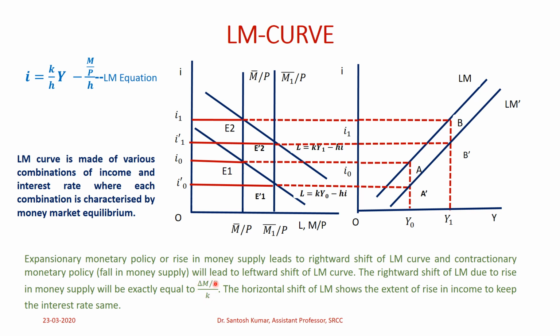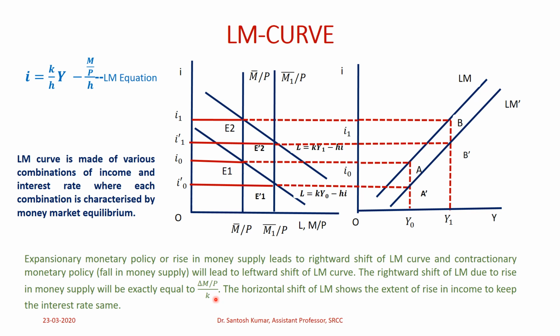If delta M by P is higher, then the LM curve will shift more to the right hand side. If delta M by P is lower, then the LM curve would shift less to the right hand side, right? Similarly, if delta M by P is negative, that means money supply falls, then the LM curve would shift leftward, right? And again, the extent of the leftward shift would depend upon the magnitude of delta M given P and K. So this is what your LM curve analysis is.